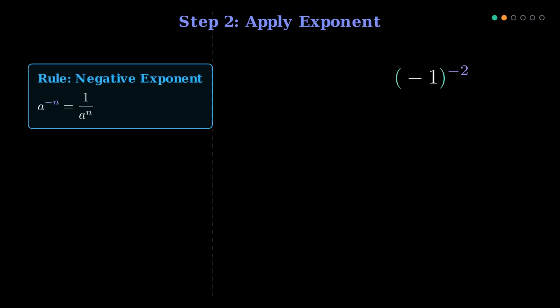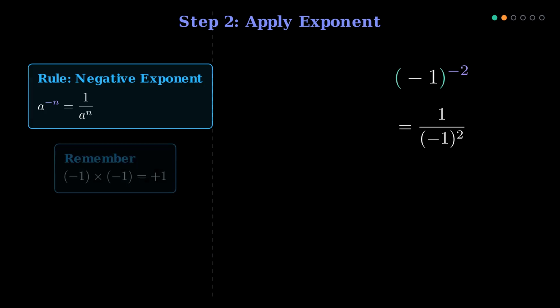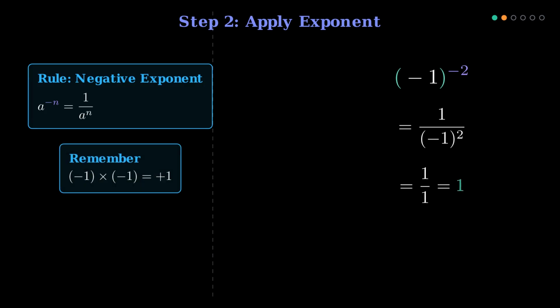Step 2. Apply the exponent to our result. We need to raise -1 to the power of -2. The negative exponent flips it to a fraction. So this becomes 1 over -1 squared. -1 squared is +1. A negative times a negative gives a positive. So we get simply 1.